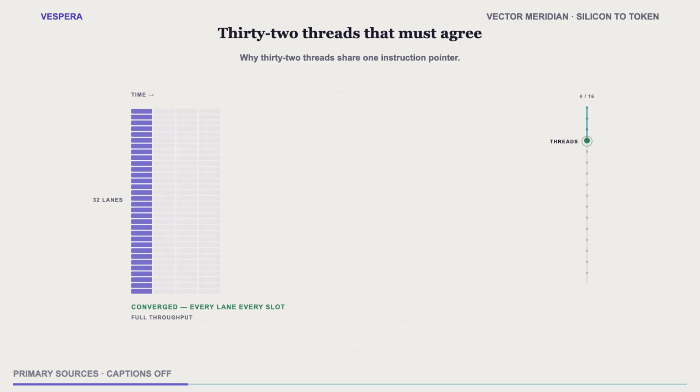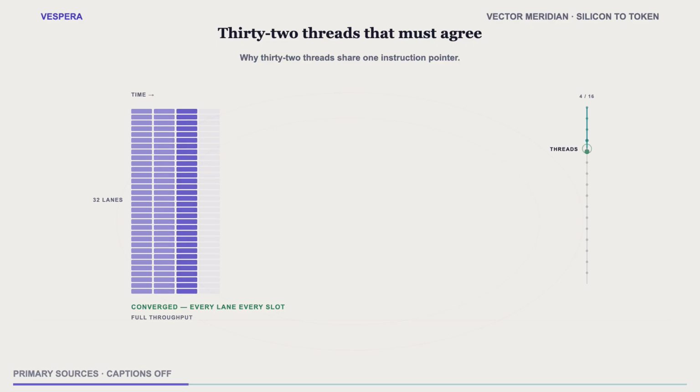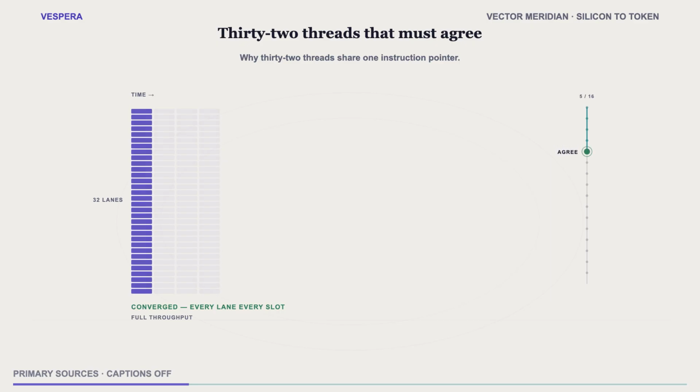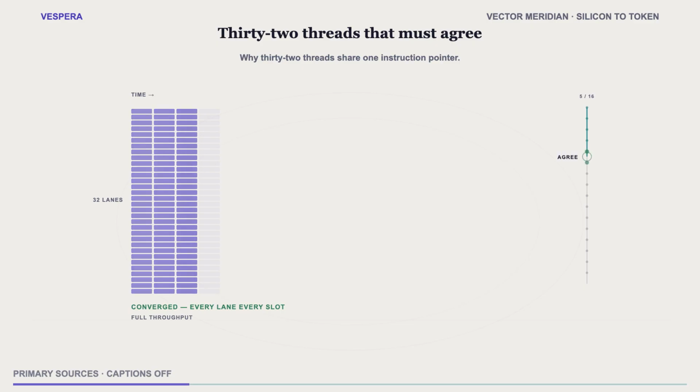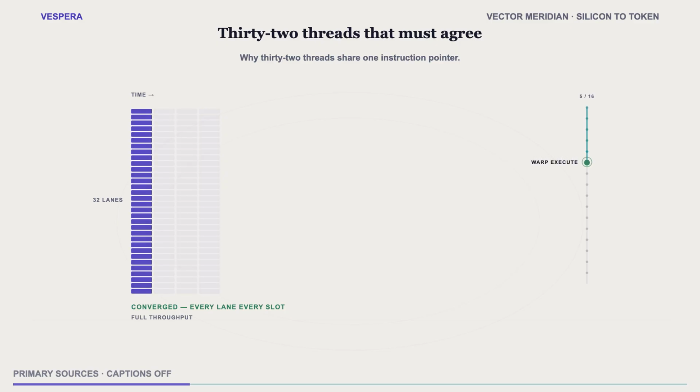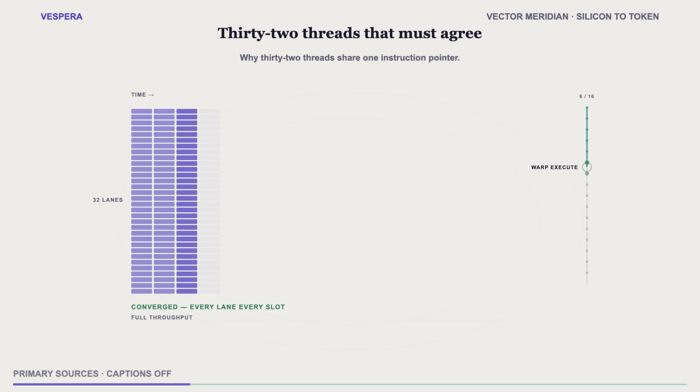NVIDIA calls this SIMT, single instruction, multiple thread. It is a close relative of the SIMD vector instructions in a CPU, with one important difference in presentation. In SIMD, you write vector code explicitly and are aware of the width. In SIMT, you write ordinary-looking scalar code as if each thread were independent, and the hardware groups them for you. That is a genuinely good abstraction, and it is also precisely where the lies begin.